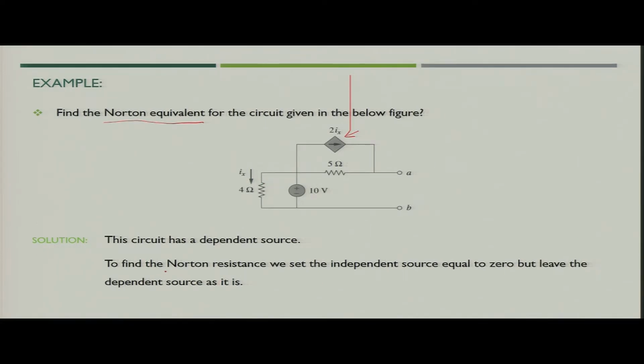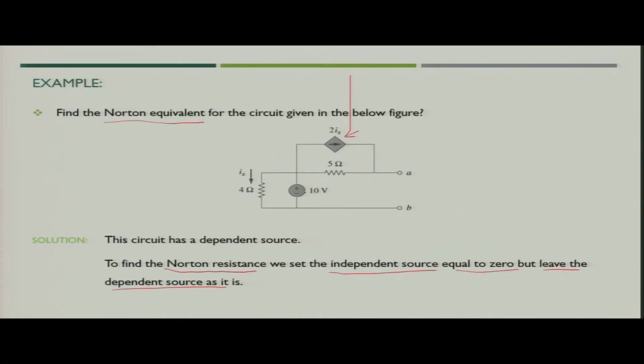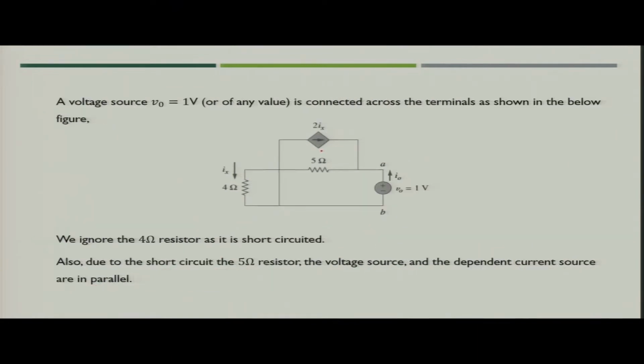Now, what do we have to do to find the Norton's resistance? We have to first set the independent sources equal to 0, but leave the dependent sources as they are in the circuit. That means we are short circuiting the voltage source and leaving the current source as it is. Now, the voltage source is short circuited. You are leaving the dependent current source in the network, and you have the 5 ohm resistance in parallel with the dependent current source. The 4 ohm resistance is now short circuited, because we short circuited the voltage source that was available here.